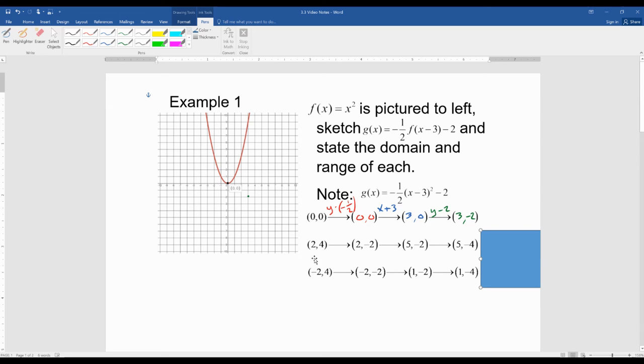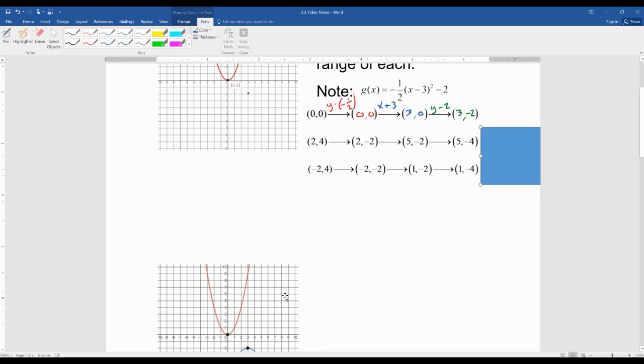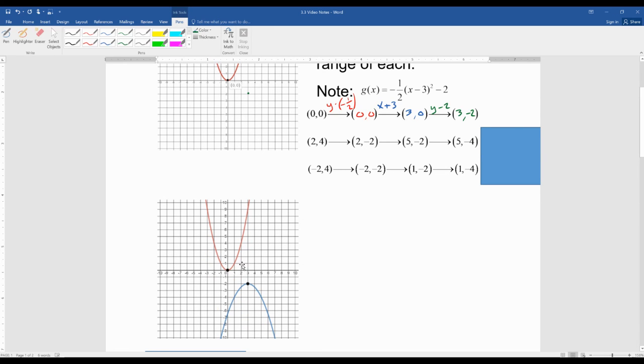And the reason I like choosing these 2 points is I'm going to have the symmetry there. So if I take a look at the function that I'm going to get here, I plotted it in blue. You can see I have the point (1, -4) right there, and (5, -4) right there. So that matches, and then you can use the symmetry, the axis of symmetry here, to plot the rest of your graph. So that would be one way of sketching your transformations.